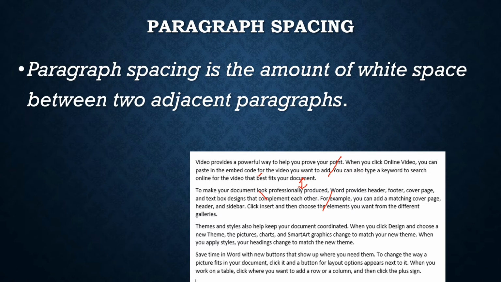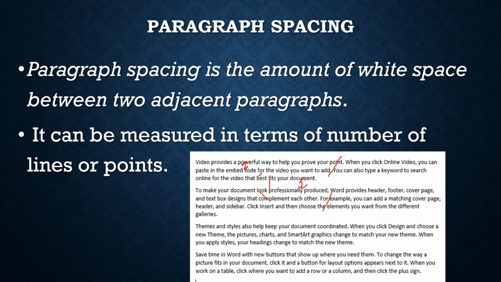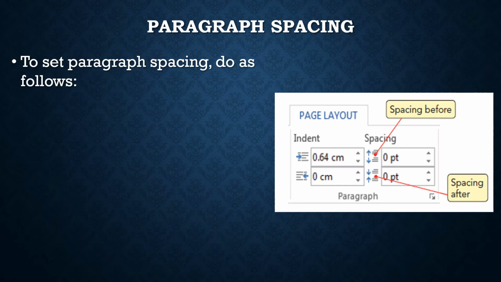But what is line spacing? Between two consecutive lines of text. So between these two lines, the amount of white space is called line spacing. But between these two paragraphs, the amount of white space is paragraph spacing. So it can also be measured in terms of number of lines or points. Same like line spacing, you can measure this paragraph spacing in terms of number of lines, or as points.